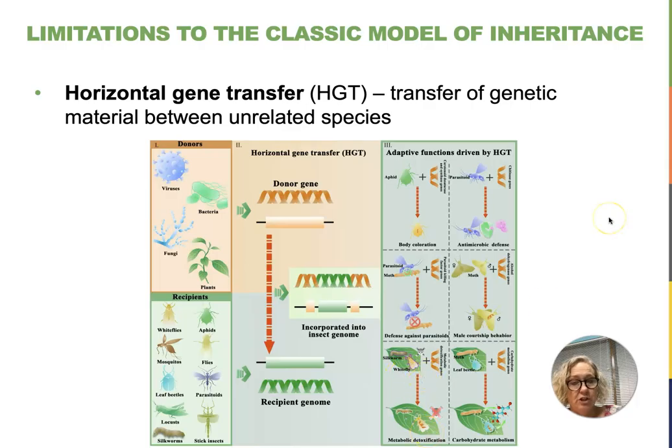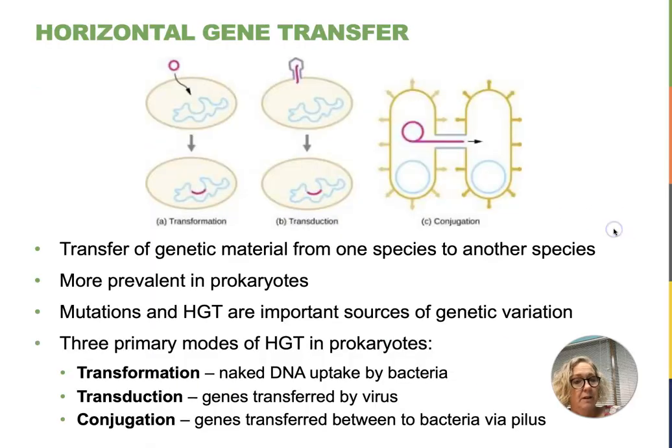This is horizontal gene transfer, okay? So again, you have a donor gene from either a bacteria or a plant. The donor gene actually incorporates into the genome, and then you have the recipient genome that will turn a different color, but mostly what it's doing is it's making it resistant.